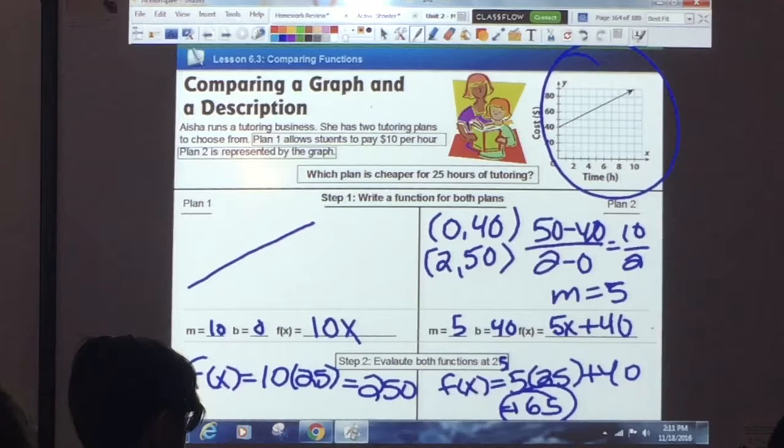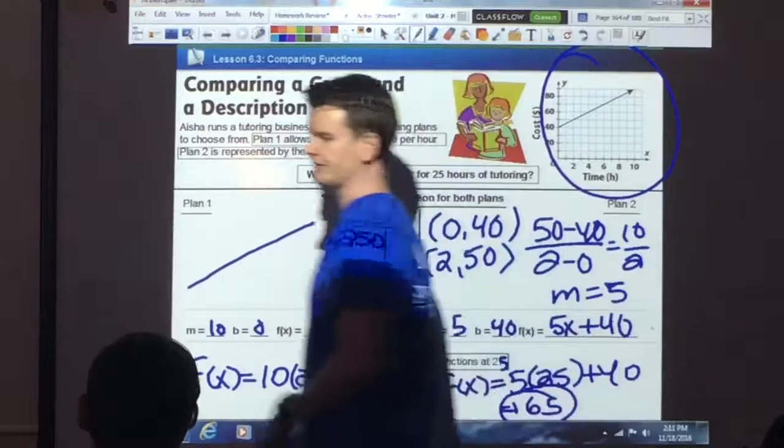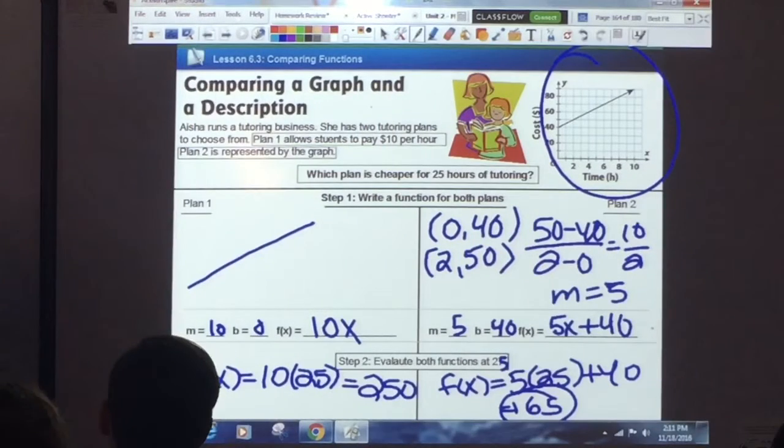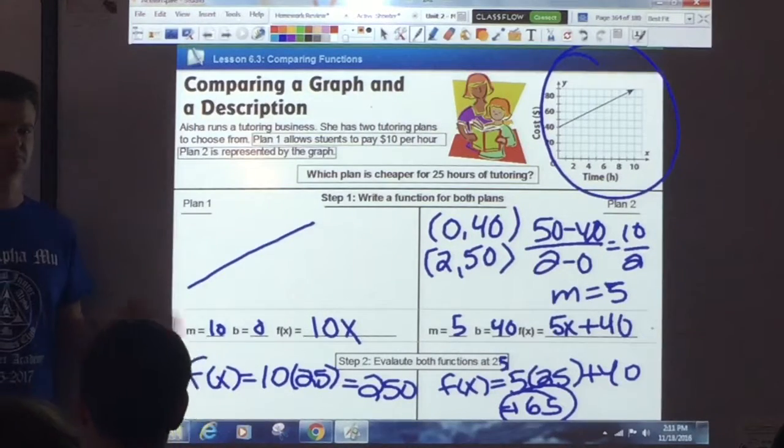Any questions on how to write function rules or evaluate them? Anything? Before we move away from this and into something new.